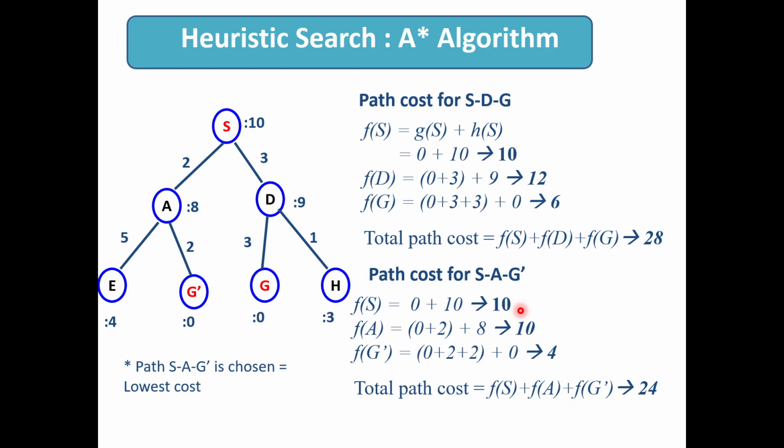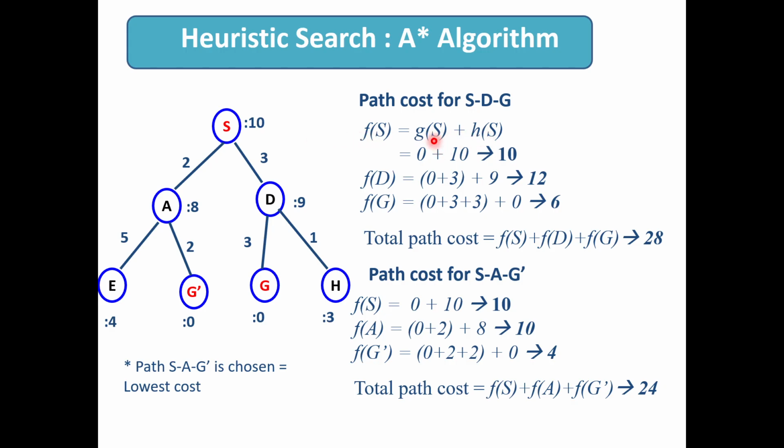If we take this example, we have two solutions, S A G star or S D G. Whether G star is good or G is good, how do you calculate? We will find this for the path S D G. How do you calculate f of S, the function of n, where the node is S? Apply the formula f of n is equal to g of n plus h of n. Here the node n is S, so f of S is equal to g of S plus h of S.